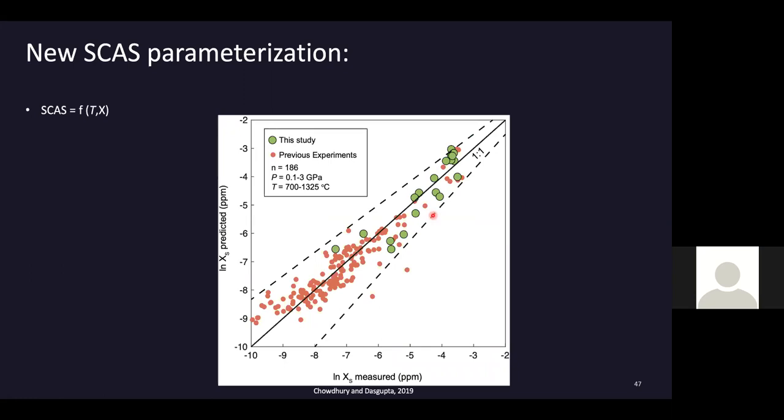As we have seen before that SCAS is a function of temperature and melt composition, we have used the previous experiments as well as experiments from our study, and we show that a new model is being created which better tries to encompass all the experiments that have been previously done. It includes a pressure range of 0.1 to 3 GPa and a temperature of 700 to 1325 degrees C, and includes more mafic experiments that we have done.